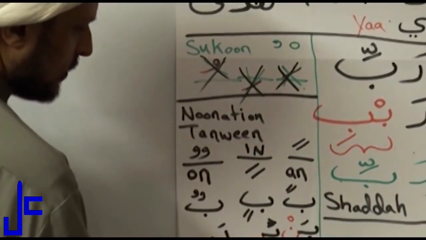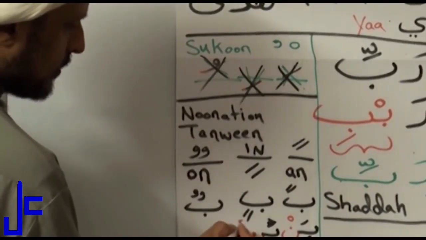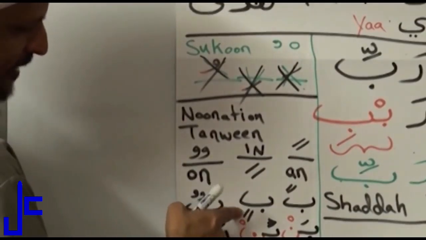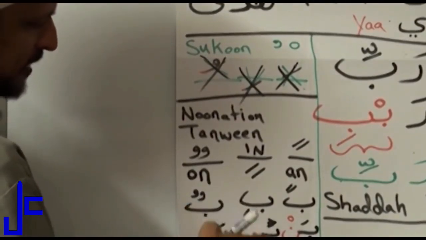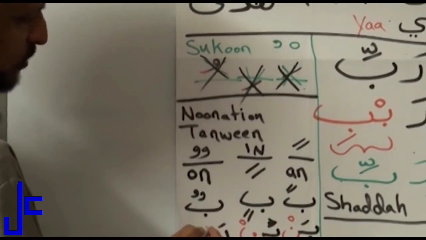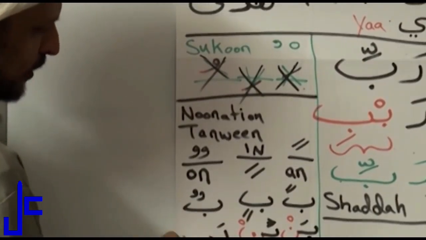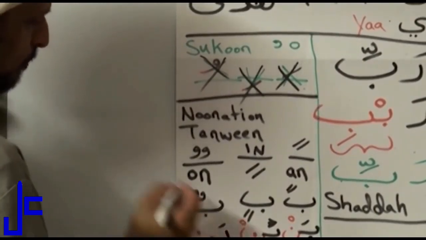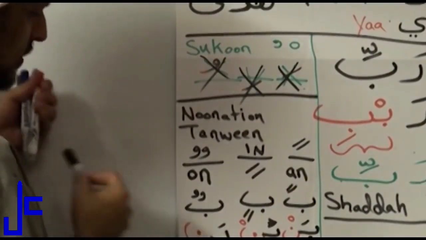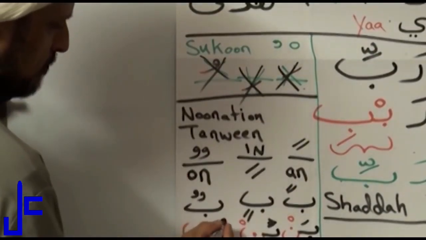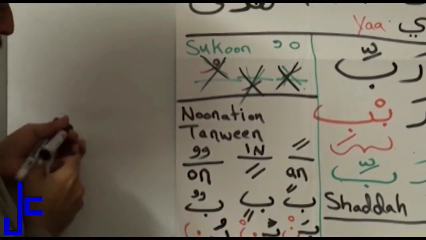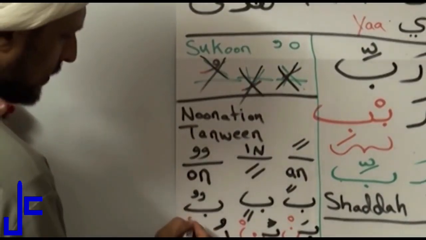Bin. So the other sign, there are two e sounds. One e sound is ba, another is the hidden noon. Bun, again, let's make it a damma. Bun.